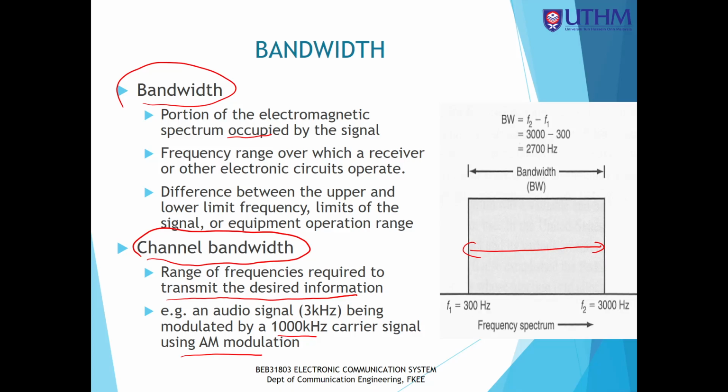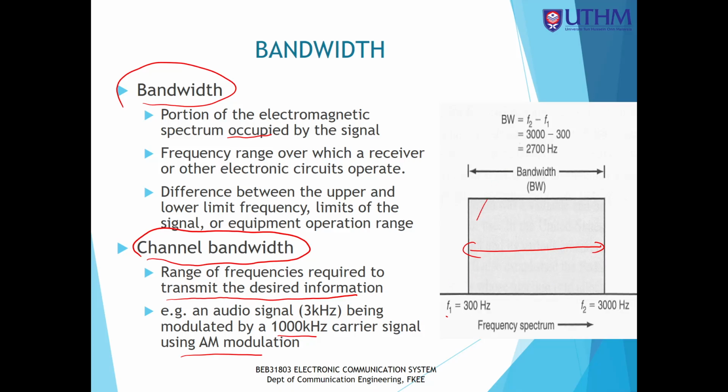So how to calculate the bandwidth? You need to subtract the lowest frequency from the highest frequency in the band. Okay, dalam satu band itu, you kena tolak frekuensi yang tertinggi dengan frekuensi yang terendah. You subtract the lowest frequency from the highest frequency. For example, here we have this.